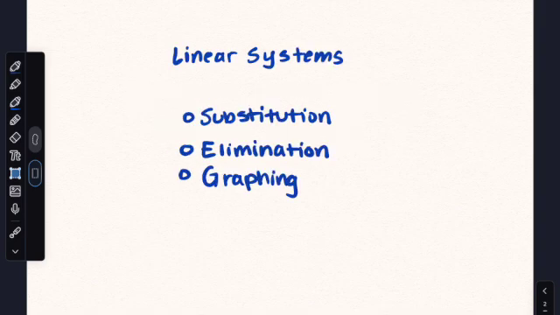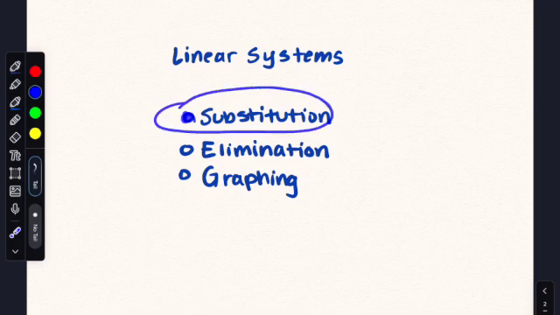As far as systems of equations, we're going to be going over linear systems, meaning systems that, when you were to graph them, would create a linear line, a line. There are three ways you can solve a system of equations: substitution, elimination, and graphing. For today's video, we are going to be going over substitution right here.